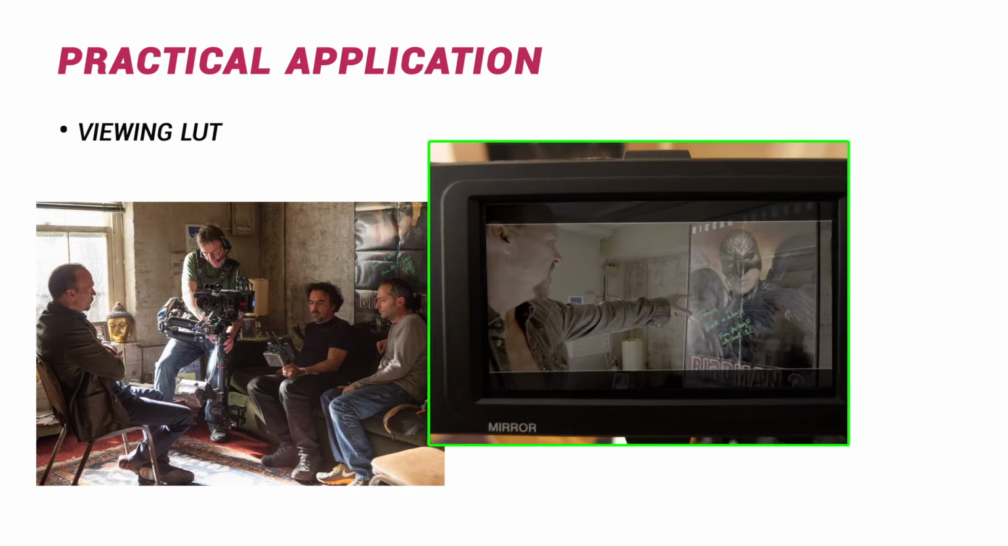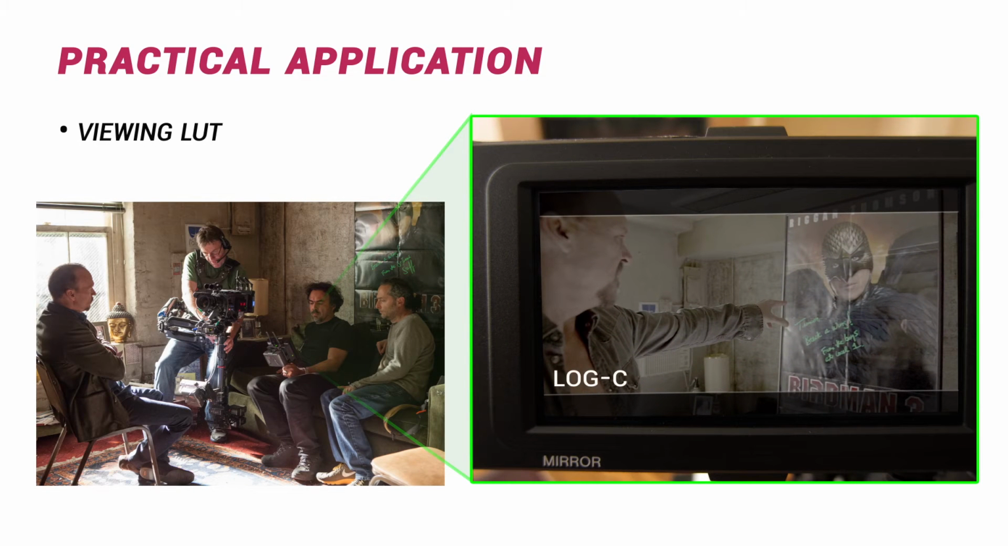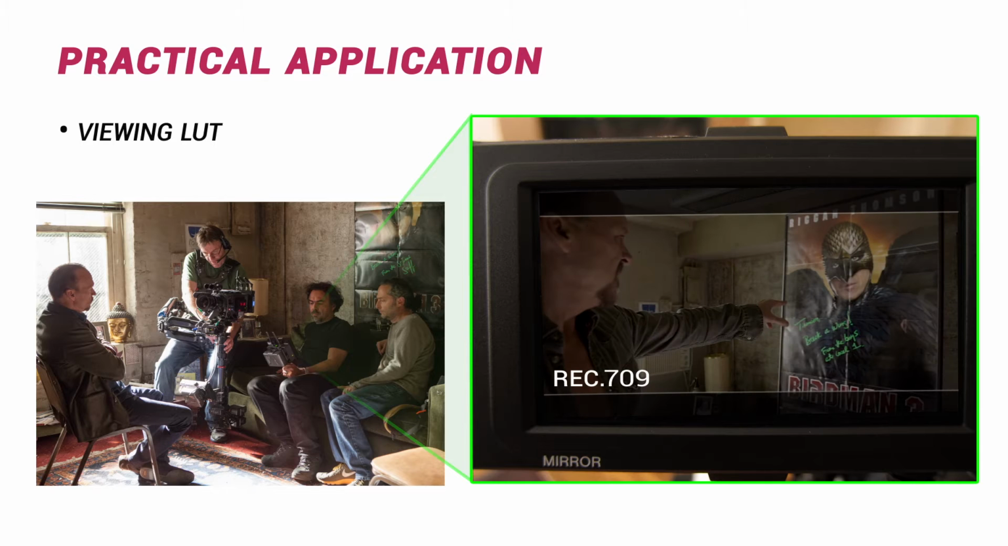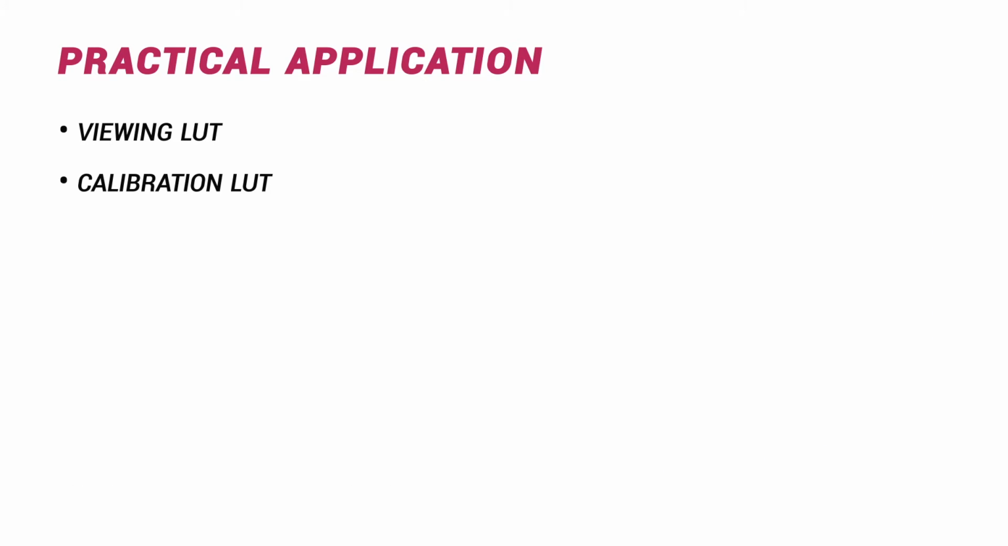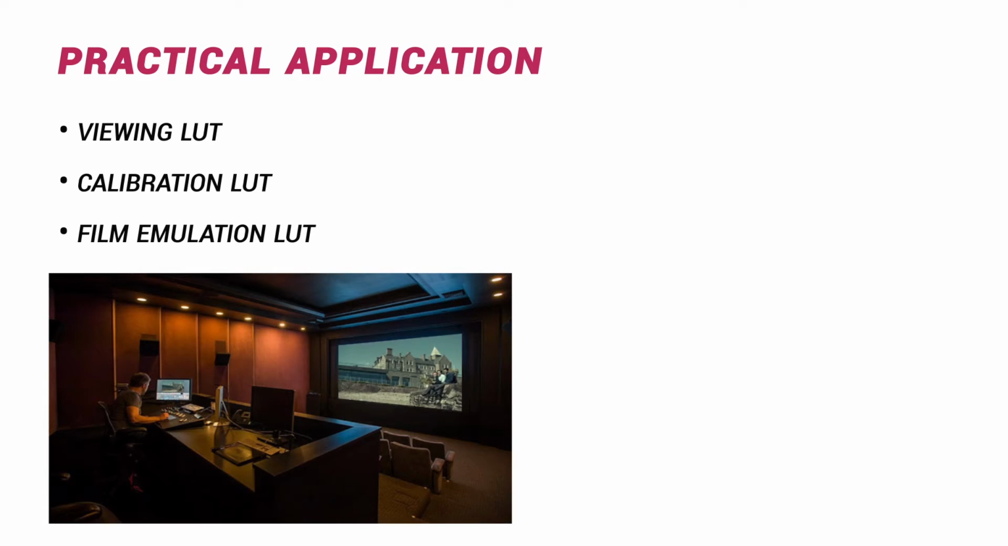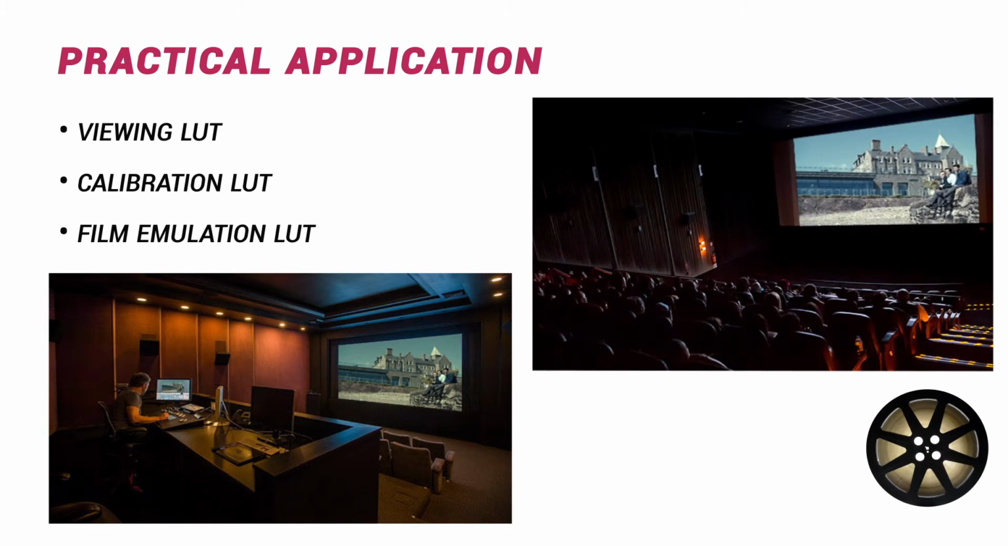Originally, LUTs were designed for practical purposes. So a viewing LUT would allow you to make log footage look like Rec. 709 footage, so you had a better representation of what your final film would look like. Calibration LUTs are used to calibrate monitor displays. You have film emulation LUTs that mimic the look of stock film, so you can see how your project will look when it's printed on film stock before the actual printing is done.